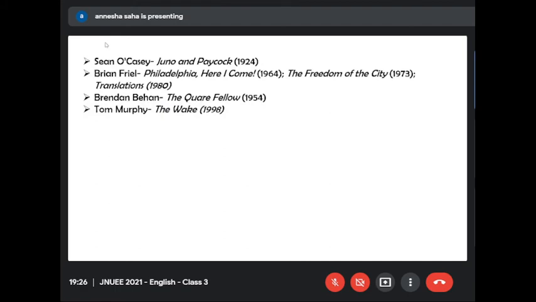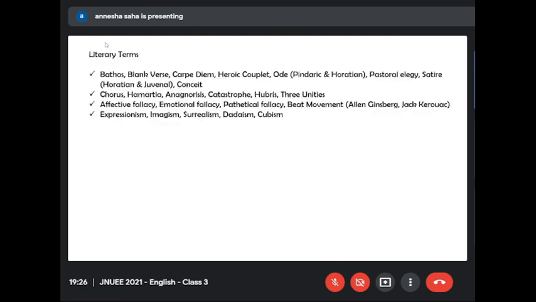Now, I think people were talking about literary terms and all of that. See, for literary terms, the best thing to do is make a suggestive list, and whatever you see on the screen right now is as suggestive as it can get. These are some of the basic things that you could look into.